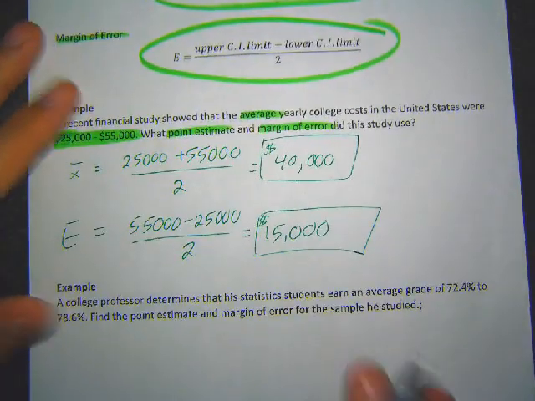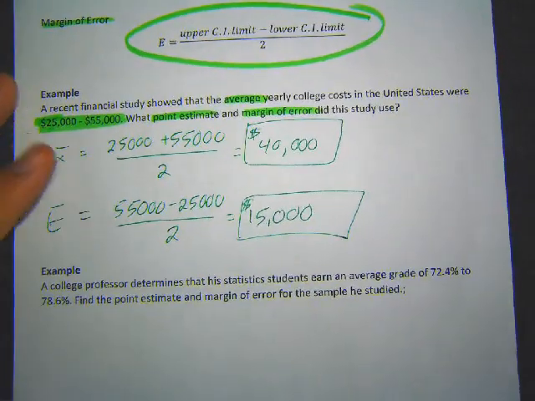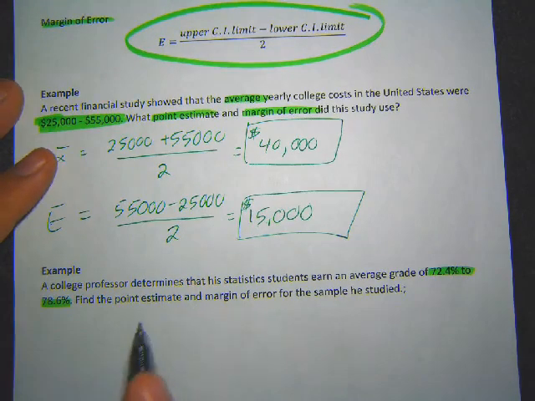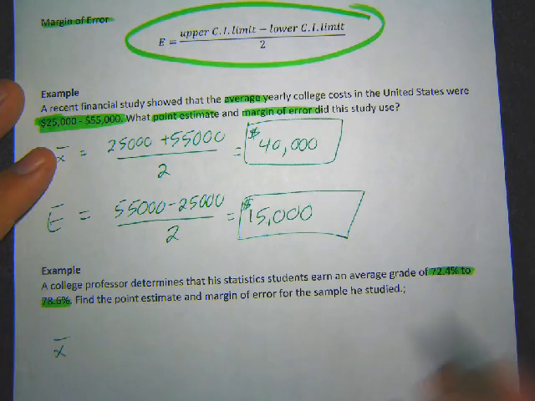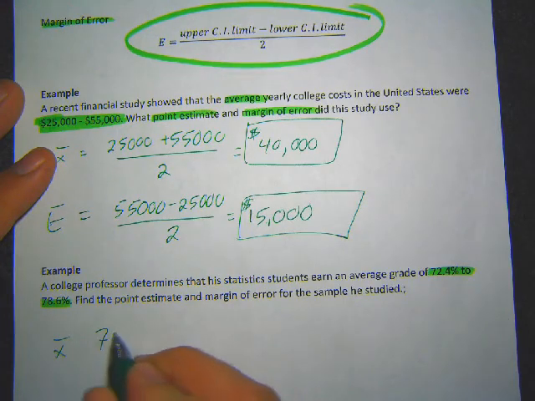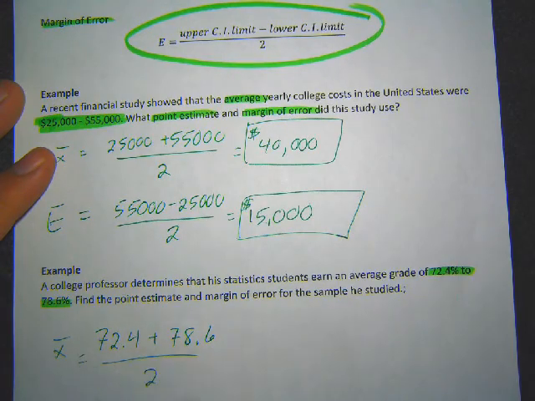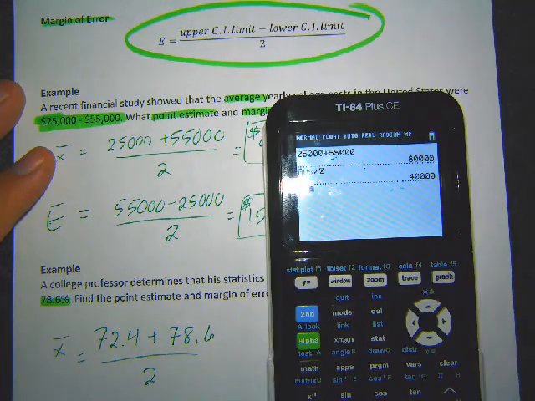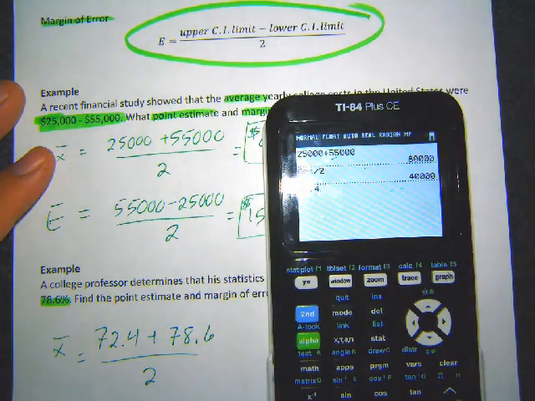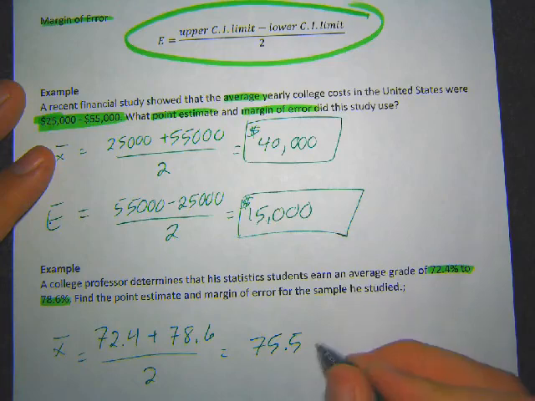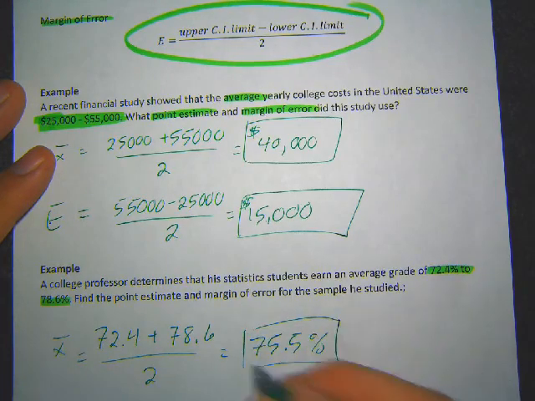Let's do one more like this, the same idea. They're going to give us the range, which is 72.4 to 78.6. That's our range. To find the mean, we add those. So I'm going to say 72.4 plus 78.6, and then divide by 2. We'll get 75.5. So that would be the middle. That's the number they got when they did the study.